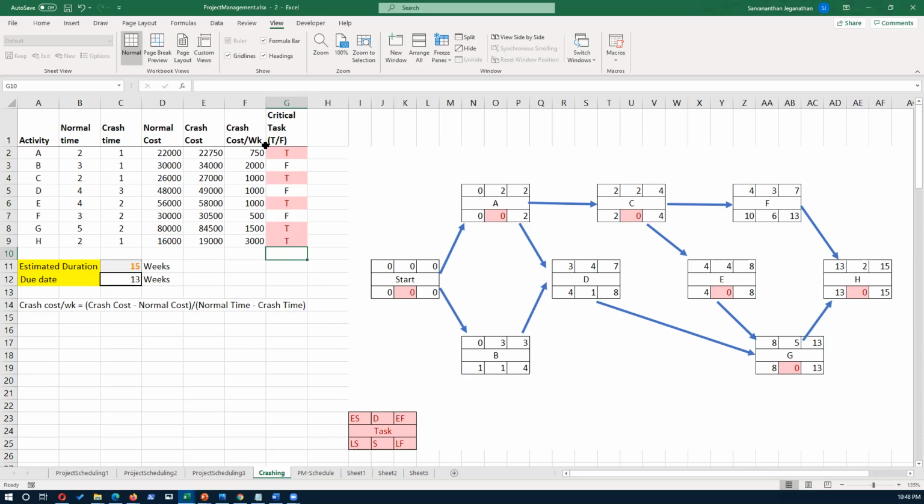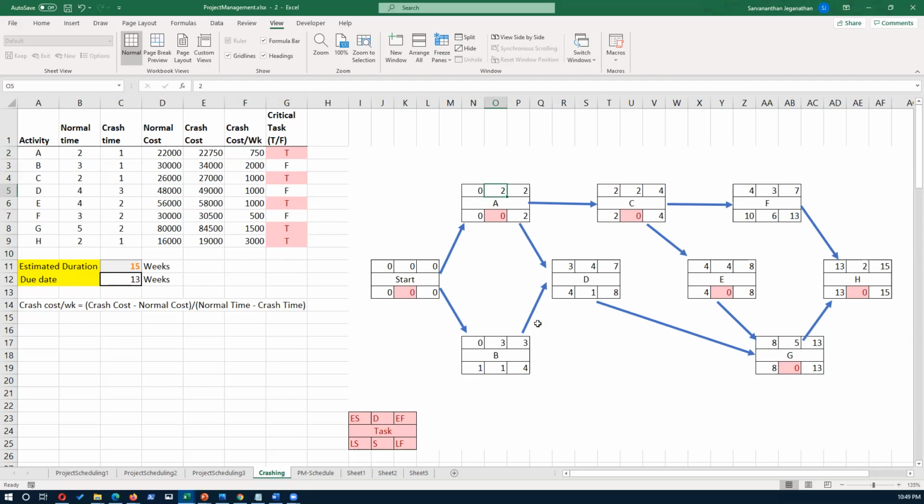Now, to do this most cost effectively, we look for the activity which has the least crash cost per week. So we can take A, which can be crashed. We can reduce the duration by 1 week at $750 per week. So that is the first choice. So let's go and reduce this by 1 week, so that in that case, this duration here should become 1.